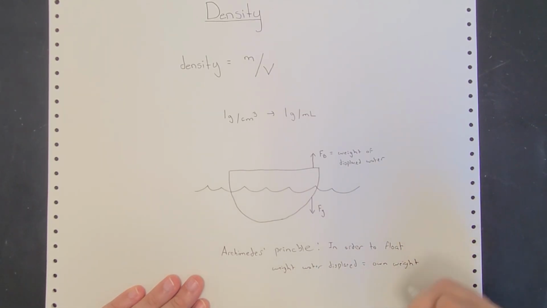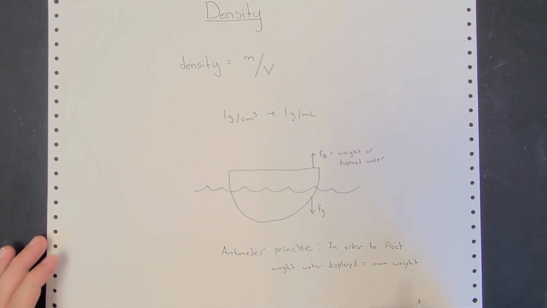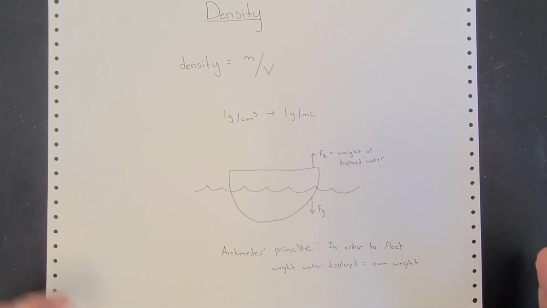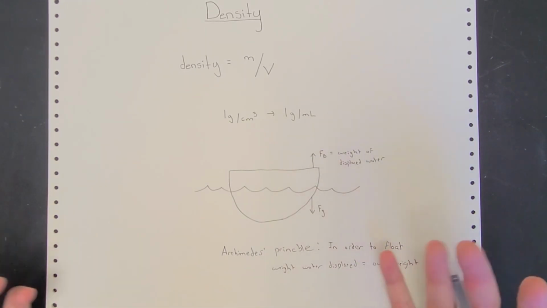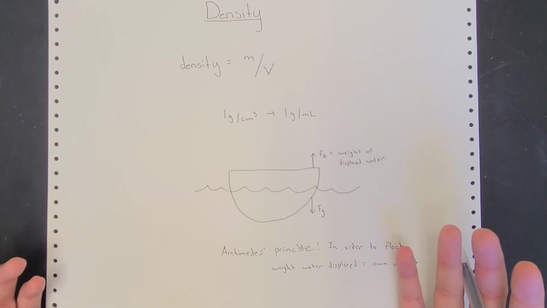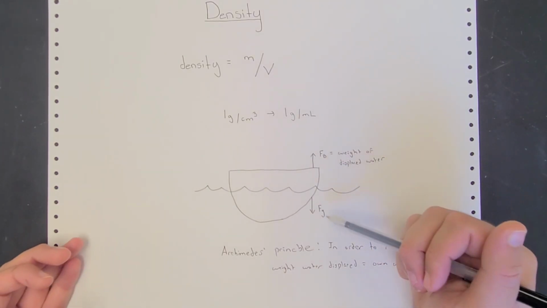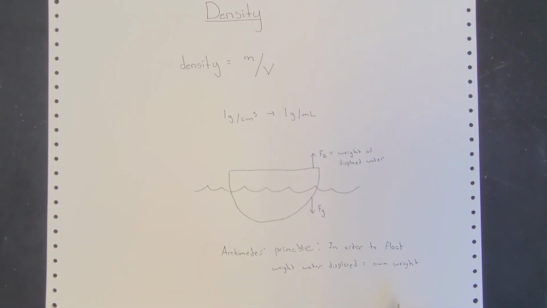So when we're building boats, because steel is so dense, and typically we're building boats out of steel, we want to make sure that our boat is built in such a way, in such a shape, that it's pushing enough water out of the way that the buoyant force is going to be equal to the force of gravity. Okay, so this Archimedes' principle is very important, which is another way of determining whether or not an object is going to float.